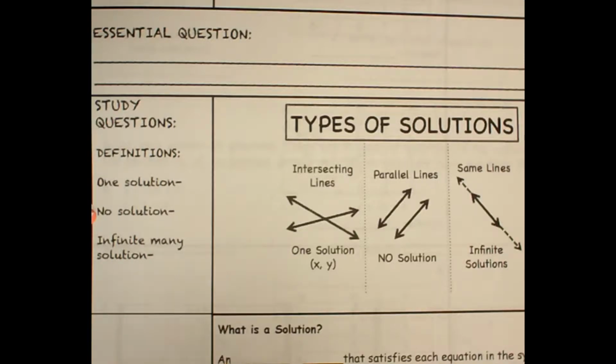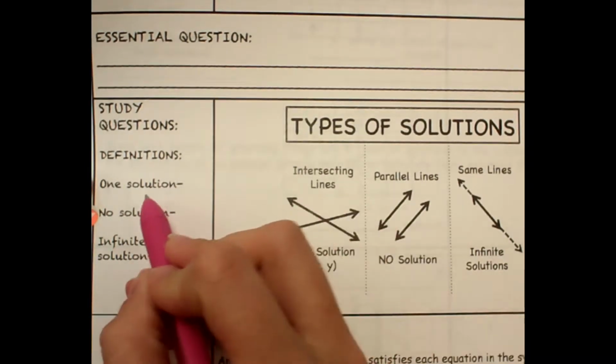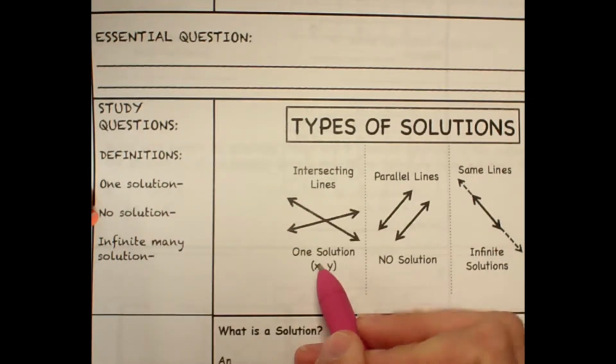So now that we know how to write our two system equations, now we're going to learn how to solve them. Okay, so now we're actually going to be solving them. There are different ways to do it. Today we're going to be looking at solving by graphing and looking at tables. There's three types of solutions. You can have one solution where you have intersecting lines.